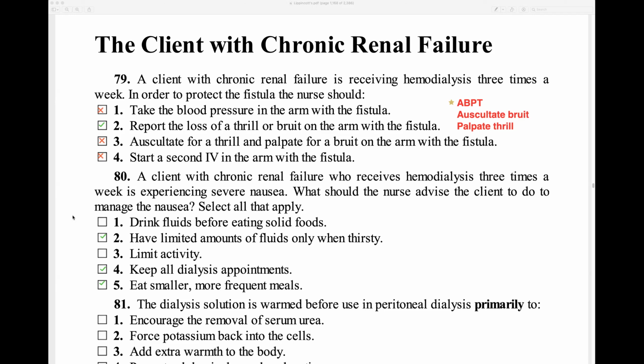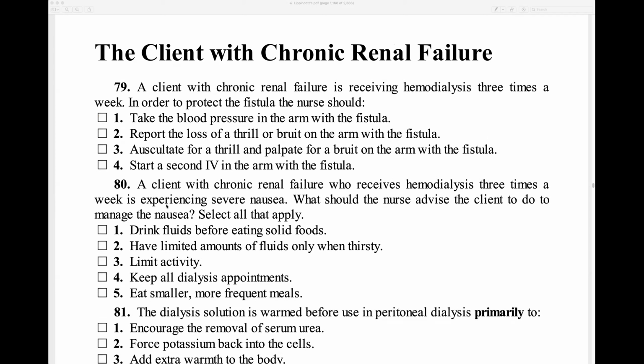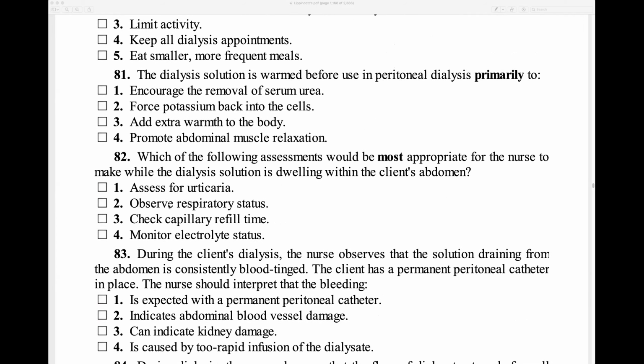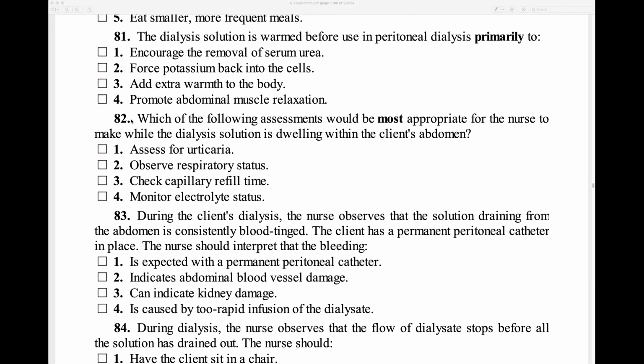All right. Now we're going to do a couple questions on peritoneal dialysis. 81. The dialysis solution is warmed before use in peritoneal dialysis primarily to, what would you choose if this was the NCLEX?